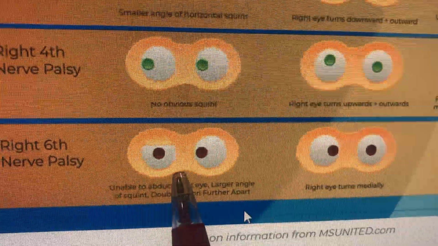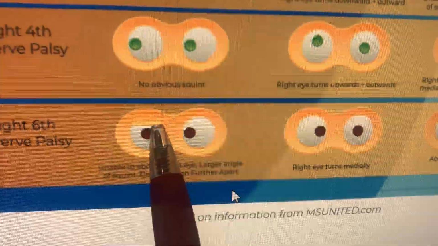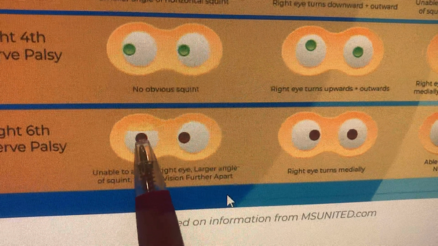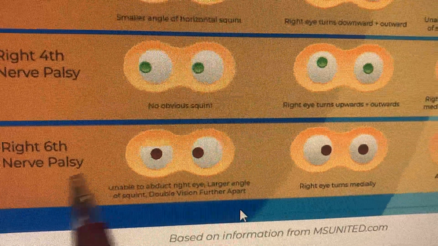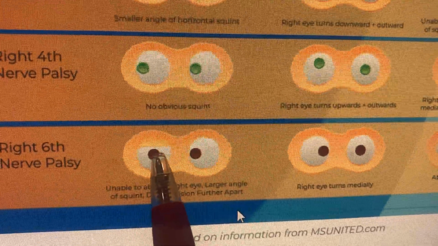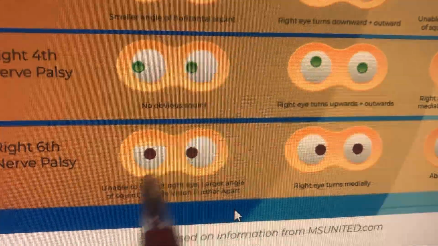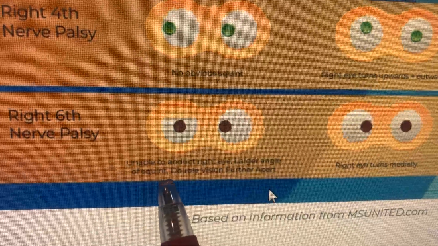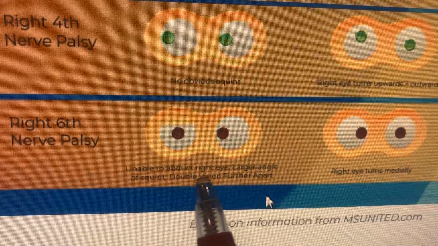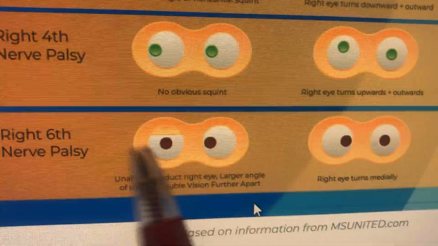If you look at this scenario, which is asking the patient to look in the other direction, in this situation, because the eye has a palsy and it's the lateral rectus, which is supplied by the sixth cranial nerve, this eye won't be able to look this way. So they're going to keep looking straight ahead. The other eye obviously is going to be fine. So it says here, unable to abduct the right eye, larger angle of squint, and double vision further apart. So this is going to cause a squint and also double vision.